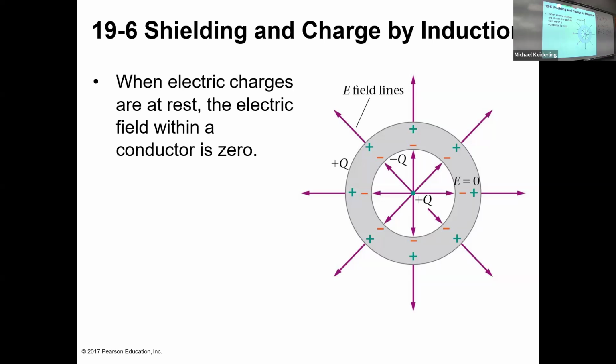So what that means is that if you have a conductor, the area inside of a conductor is shielded from the electric fields from outside. You may have heard of something called a Faraday cage. A Faraday cage is a box made of conductor designed to shield the inside from electric fields on the outside.